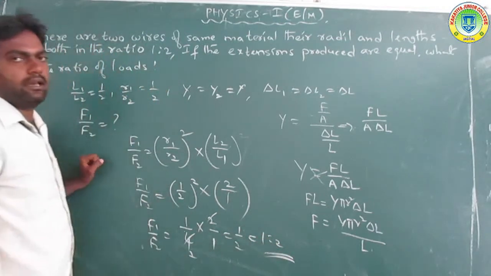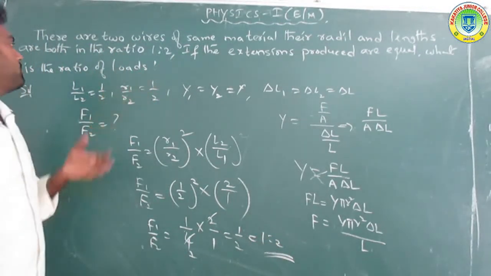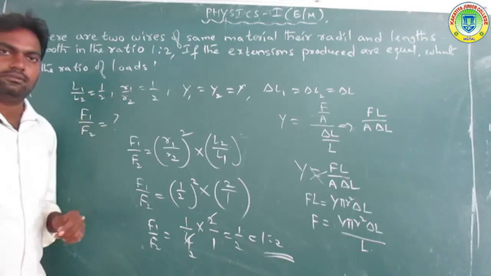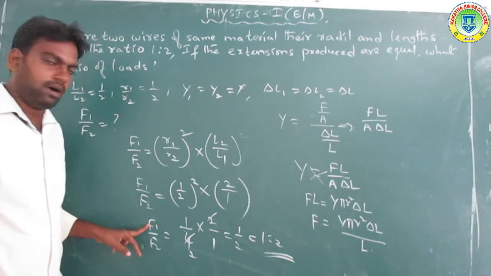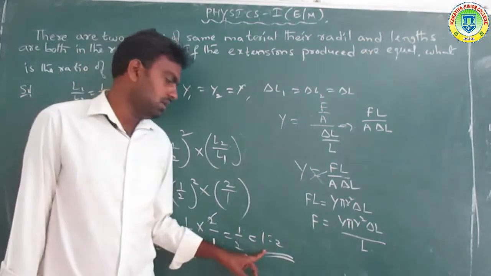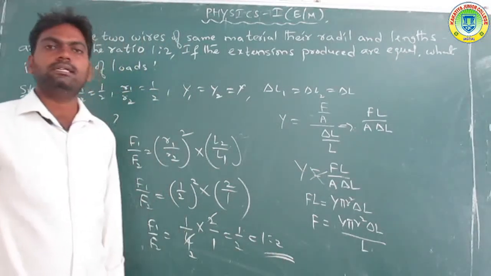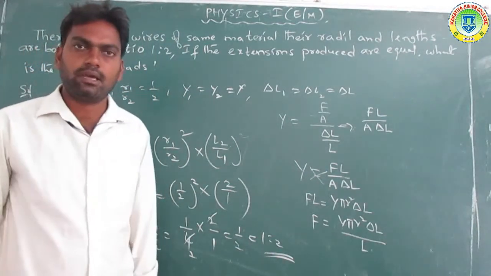So what is the ratio of the load? F1 by F2 is equal to 1:2, that is the ratio of the load or force. Okay, got it.